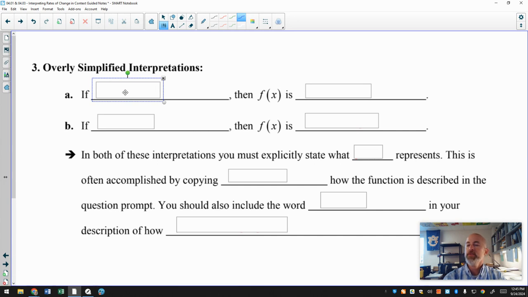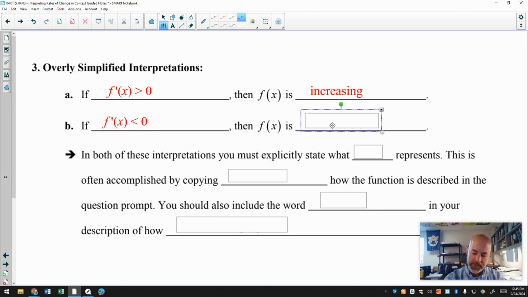This is just an overly simplified interpretation, and I mentioned this earlier. Derivative positive means function increases, derivative negative means function decreases, and that was earlier, but it's pretty important, so I'm going to say it again. If a function has a positive derivative, then the function will be increasing at that point, and a negative derivative means the function is decreasing.